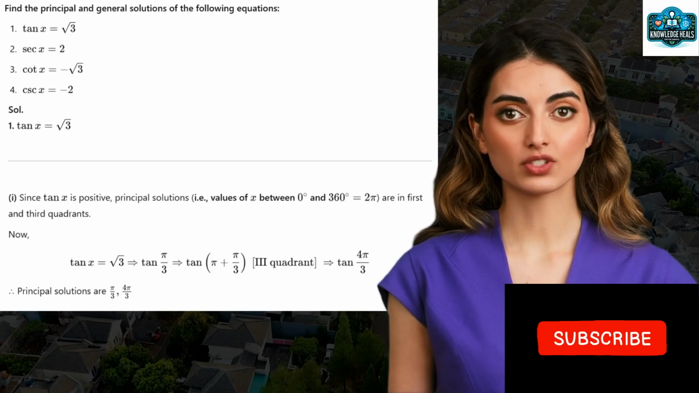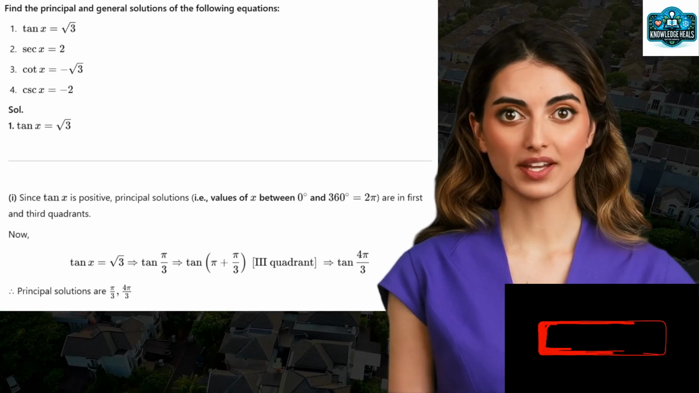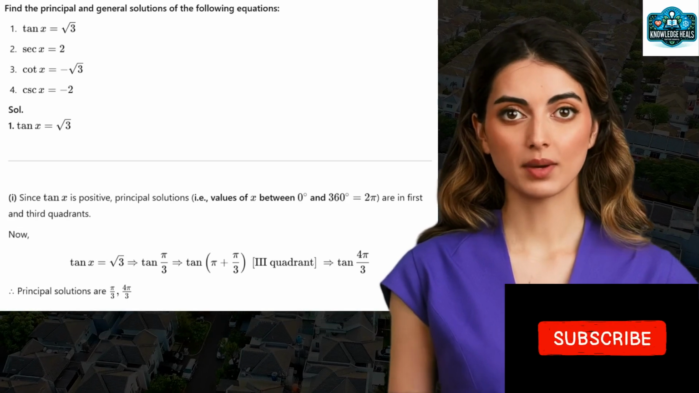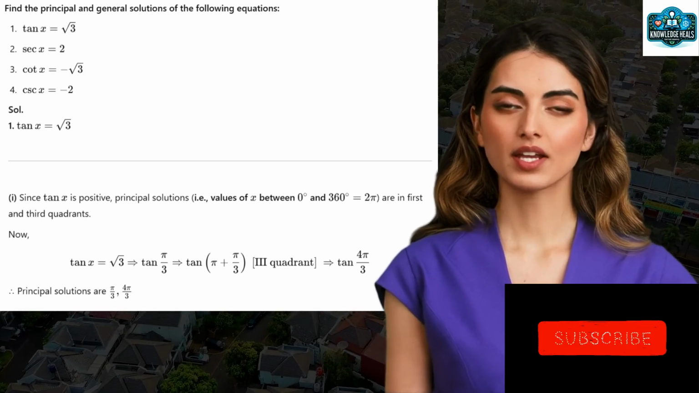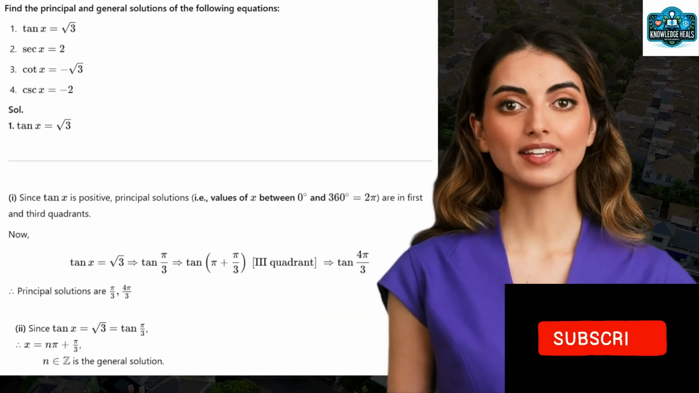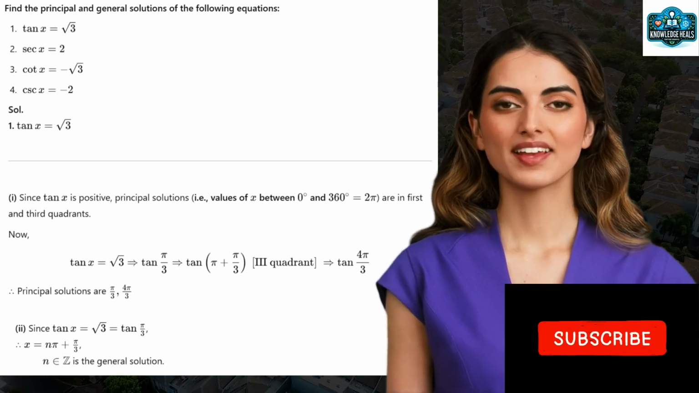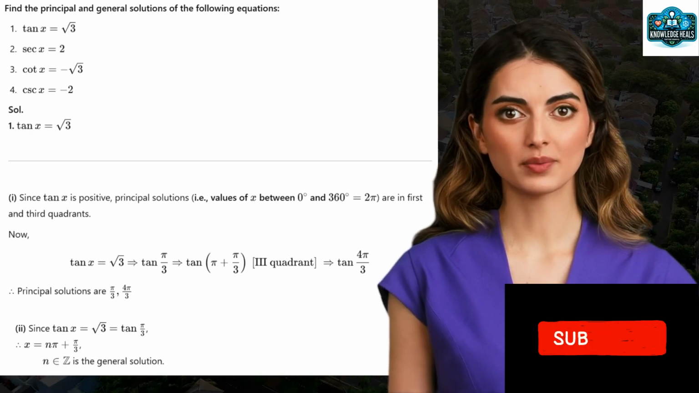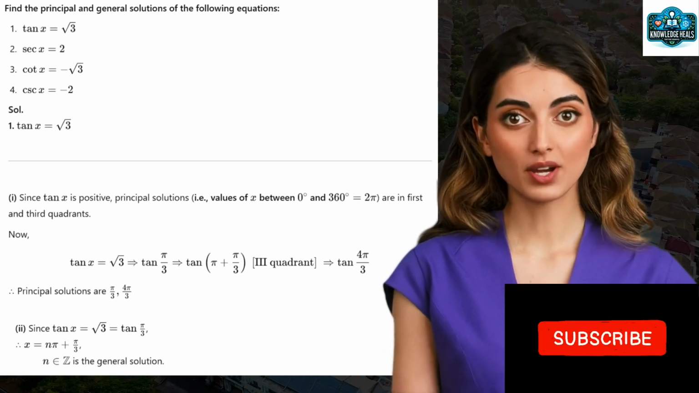As tan x is positive, it is in the first and third quadrants. Tan x is equal to root 3, which makes tan pi by 3, which makes tan of pi plus pi by 3, which is in the third quadrant. So we get tan 4 pi by 3. So our principal solutions are pi by 3 and 4 pi by 3, as tan x equal to root 3, which is equal to tan pi by 3. Therefore, x is equal to n pi plus pi by 3 as per our rule. Therefore, n belongs to Z is the general solution. Let's go on to our next question.